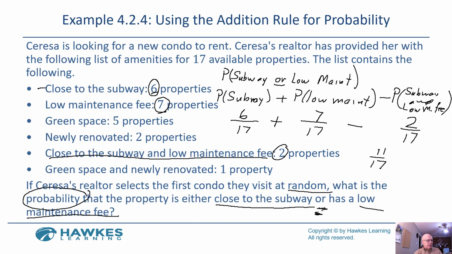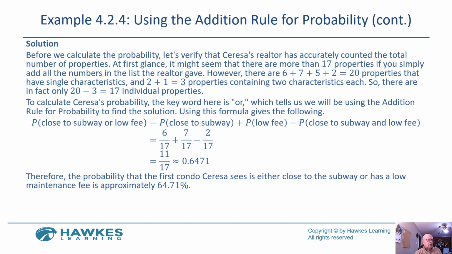And we can change that to a decimal. There we got 6/17 plus 7/17 minus the double added one, where both of them are true, 2/17. There's our 11/17, and the decimal version with 4 decimal places. And if you like it in percentages, just move that decimal point 2 places to the right, or multiply that by 100%, and you've got this second version of your answer.